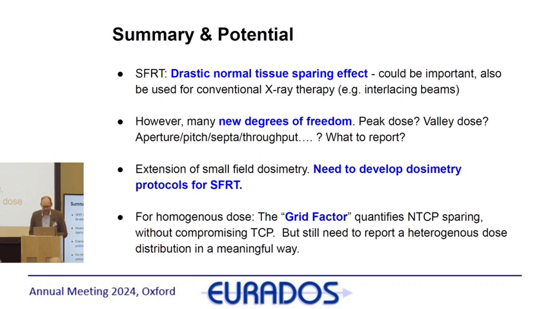Dosimetry-wise, this is an extension of small field dosimetry. There are no protocols whatsoever here, so that's something we need to get started on, and we need to think about what we're going to do. Even if we did this trick by using homogeneous dose and having this grid factor, we still need to somehow characterize the very heterogeneous dose environment before the TCP. I don't know how to do this.